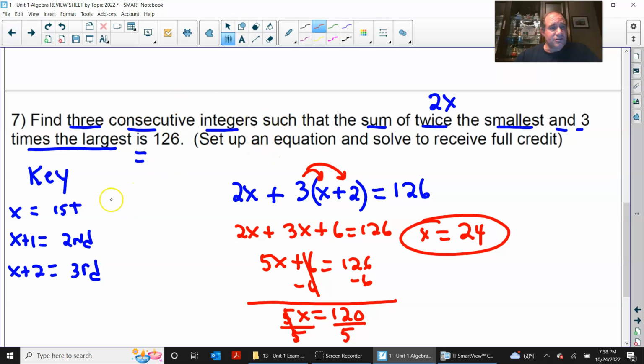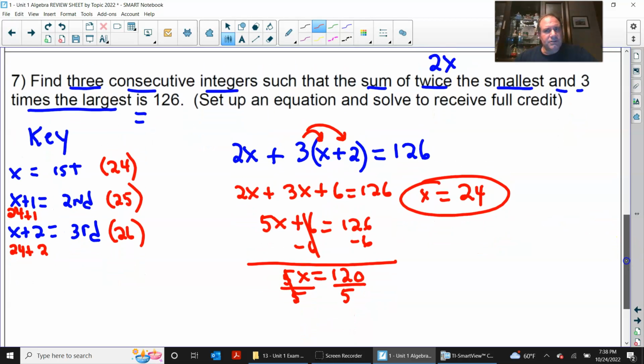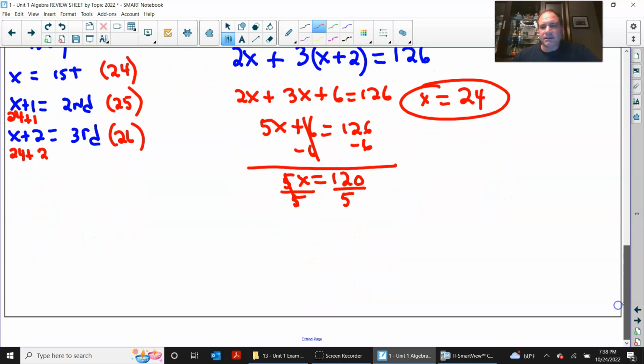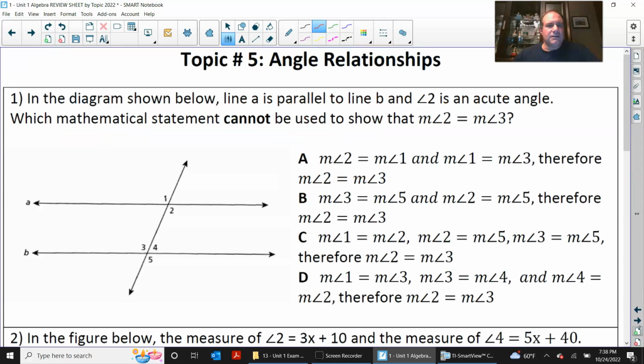Find 3 consecutive integers. So this is 24, this is 25, and this is 26. When you're substituting in, the x is 24 plus 1. This is 24 plus 2. That's how I get 26. That's about it. All right. Tough question, not easy, but please just go ahead and take it slow and you could get this.